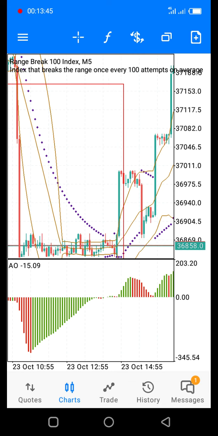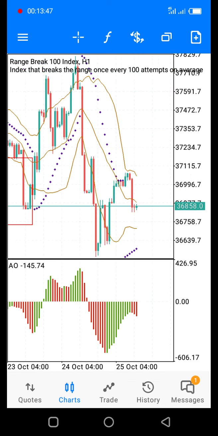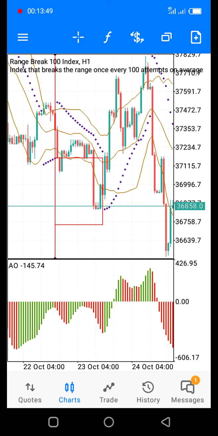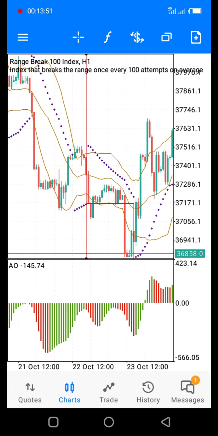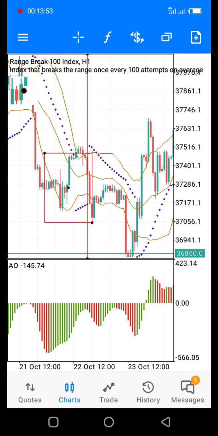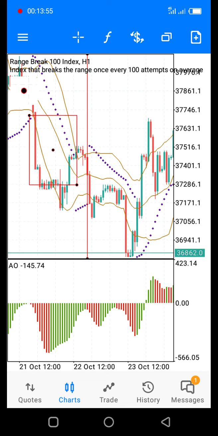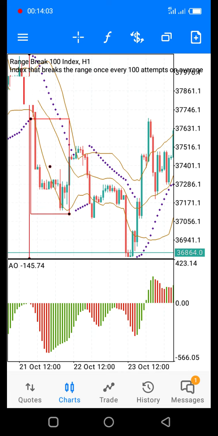Let's check one more before we go. If the market is on uptrend on 1 hour chart, what do you do? You keep looking for uptrend on 5 minutes. That is how it works. If it is on sell on 1 hour chart, you keep looking for sell on 5 minute chart. That is how it works.